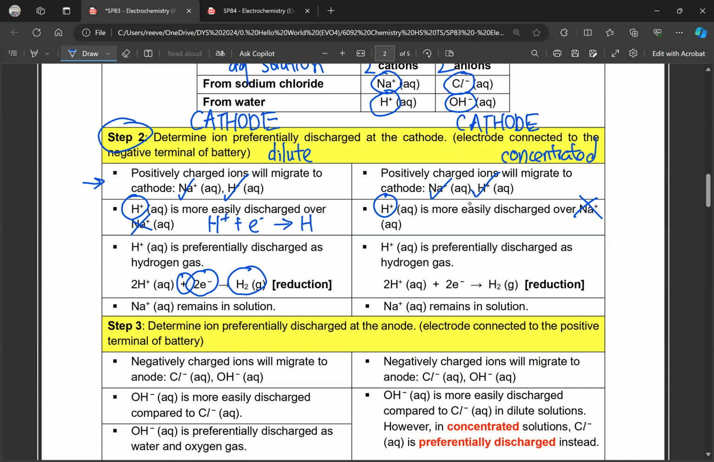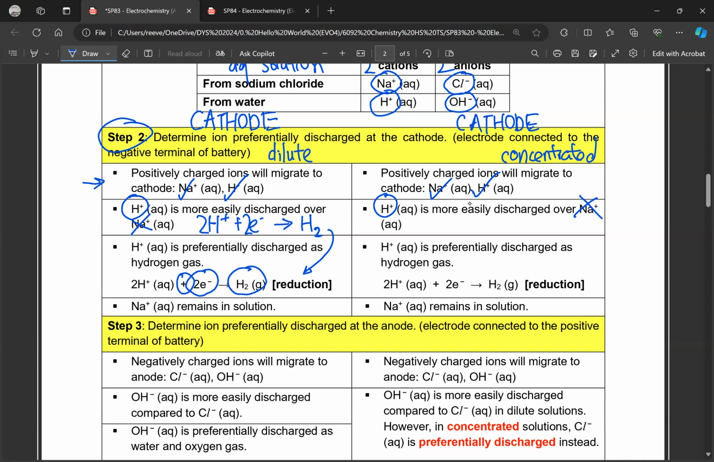Then include a state symbol. However, because hydrogen gas is diatomic, it needs to be H2. So I have a 2 and I have a 2. It becomes 2H+ + 2e- giving H2. Then include the state symbol: hydrogen is a gas, so the state symbol is g. Any questions?